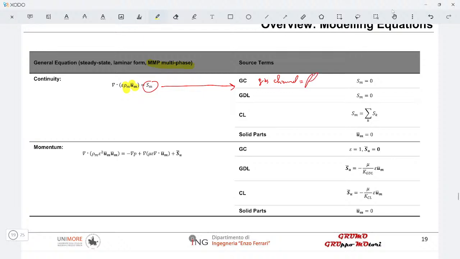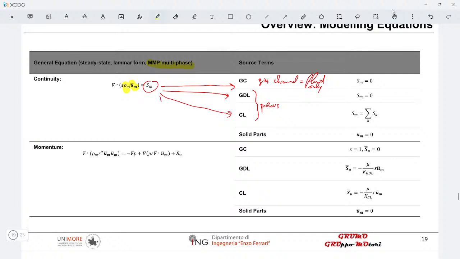So this means fluid only, okay? Fluid only, gas diffusion layers, catalyst layers. So these two are different porous materials. So they will receive more or less, apart from electrochemistry, the same treatment. They might have different properties, different porosities, permeabilities, okay?